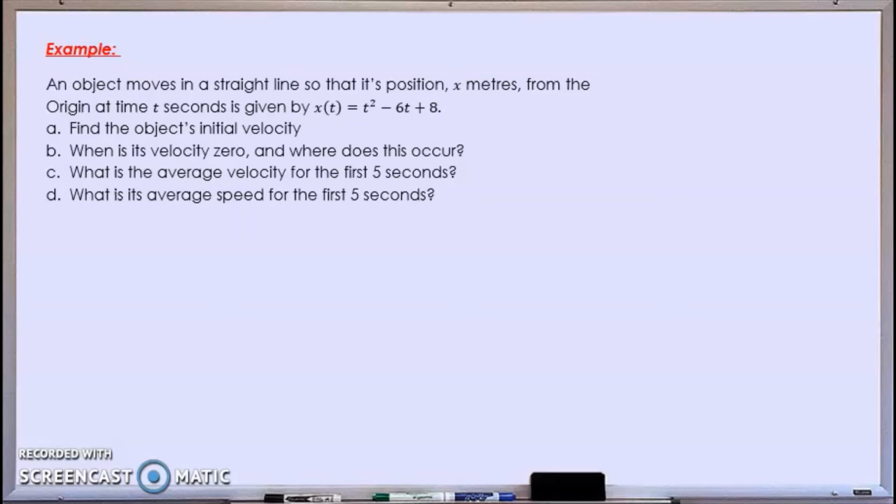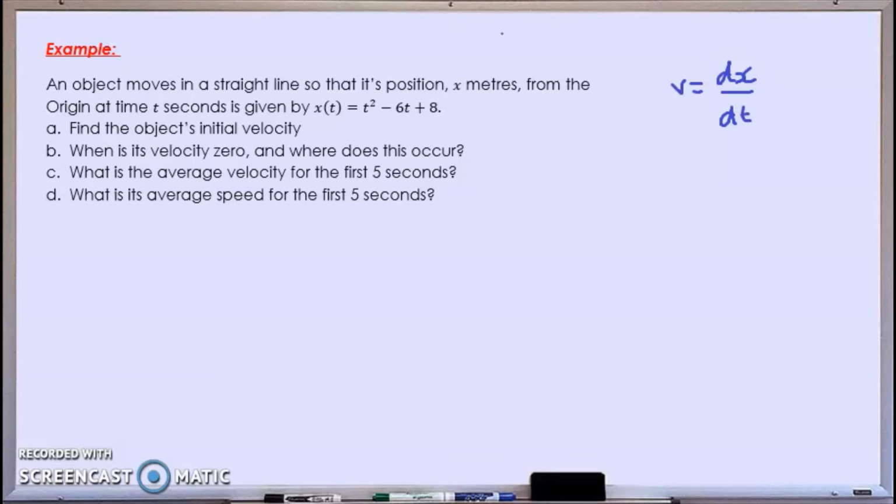This question asks us about position, velocity, average speed, a few of these things. So we need to remember our relationship between position and velocity. And remember, velocity is the derivative of position with respect to time. So let's have a look at how this works.